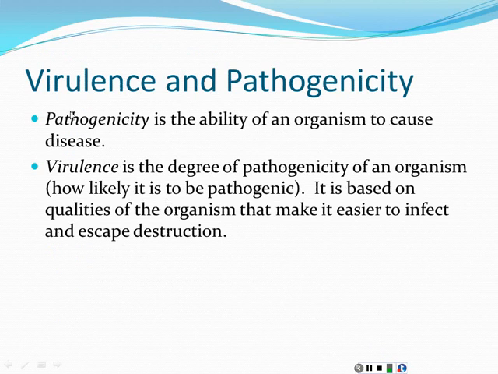So a few other word definitions. Pathogenicity is the ability of the organism to cause disease. So some bacteria are pathogenic. They can cause disease in humans. Some are not. No matter what they do, they can't cause disease in humans. And then virulence is kind of a measure of how pathogenic an organism is. So the more virulent it is, the more deadly and the greater the infection rate. In other words, the easier it is for it to cause an infection and the easier it is to have that infection get out of control.